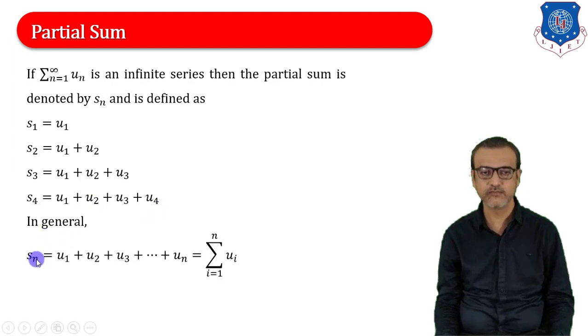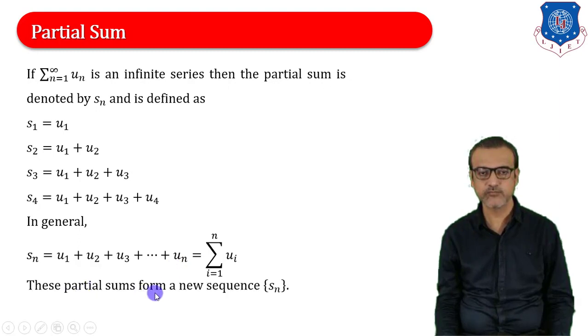In general, Sn equals u1 plus u2 plus u3 plus dash dash dash plus un, that is equals sigma i is from 1 to n ui. So in general, partial sum Sn is nothing but the addition of first n terms of the given sequence. These partial sums form a new sequence Sn.